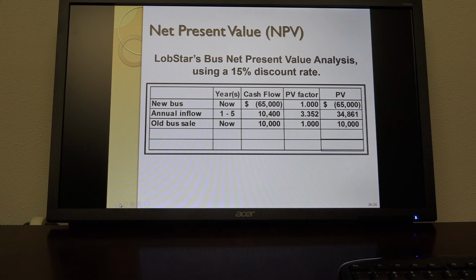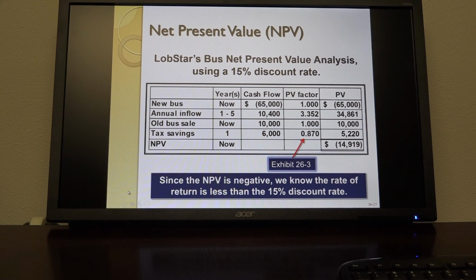To that, you're going to add what it's going to result in cash inflow from the sale of the old bus, $10,000. You're going to add that to your inflows. And then tax savings, $6,000 in year one. If you look at Exhibit 26-3, under the discount rate of 15%, year one the factor is 0.87, so that's where they're coming up with that present value factor. So the present value of a $6,000 tax savings at the end of 1 year is $5,220.